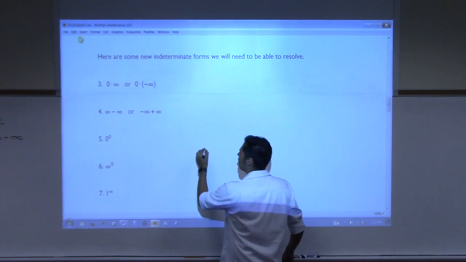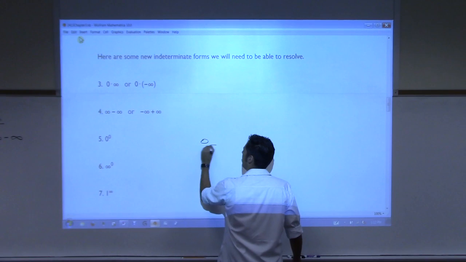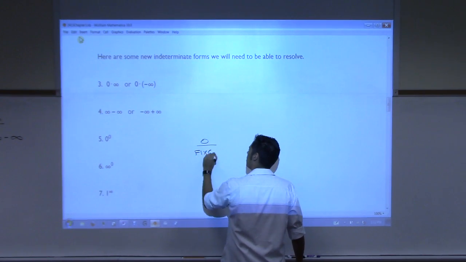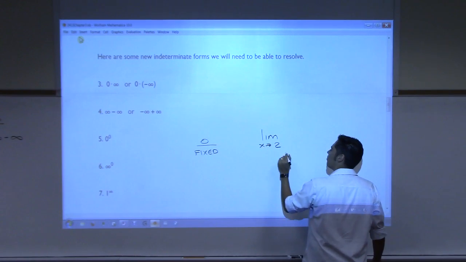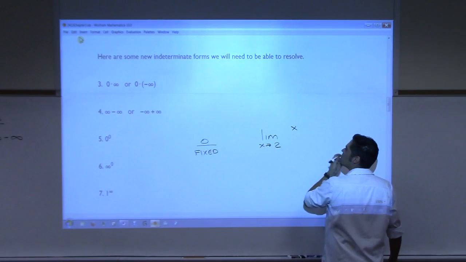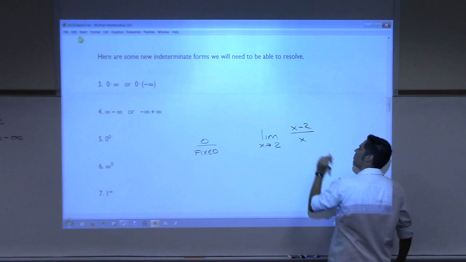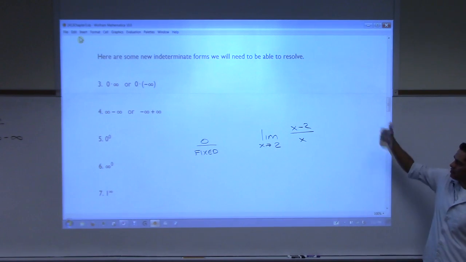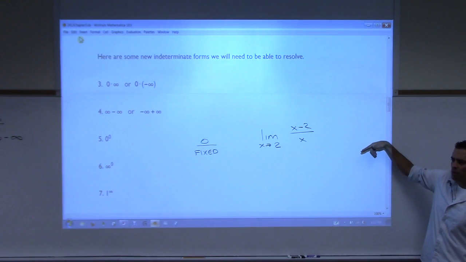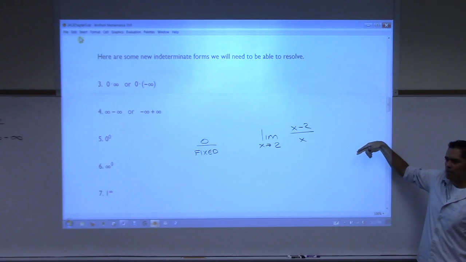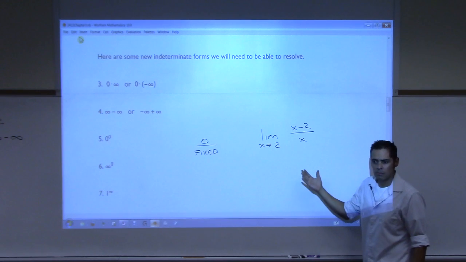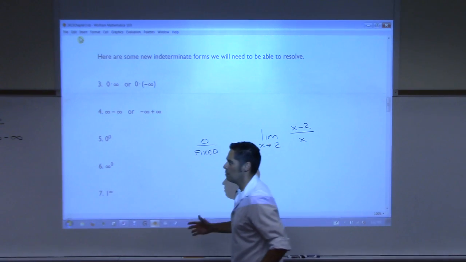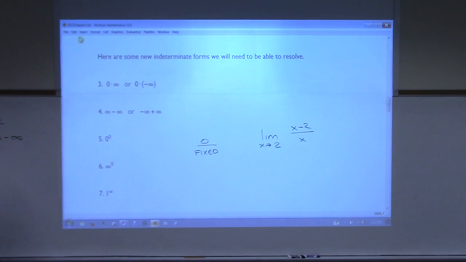Look at the first one over there. If I take the limit and I get 0 over fixed, what's my answer? What's that? So what happens on top? You get 0 on top, you get 2 on the bottom, right? So this is headed to 0 over 2, the answer is 0. That's not a problem. The answer would be 0. So this, 0 over fixed, is never an issue for us.